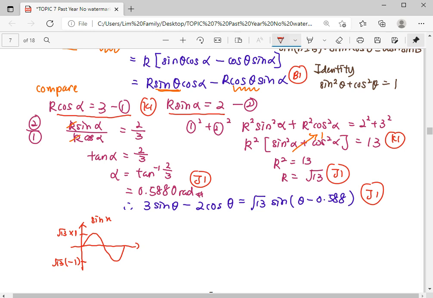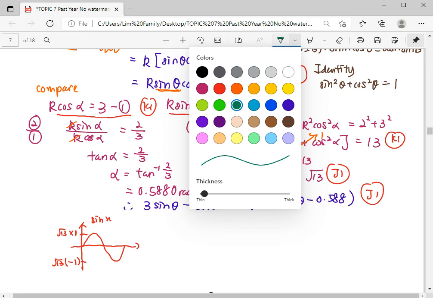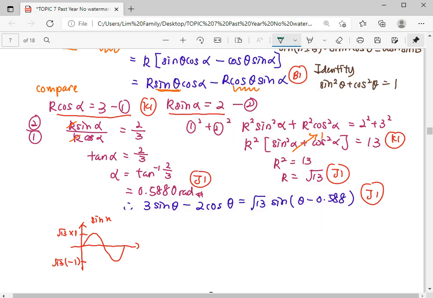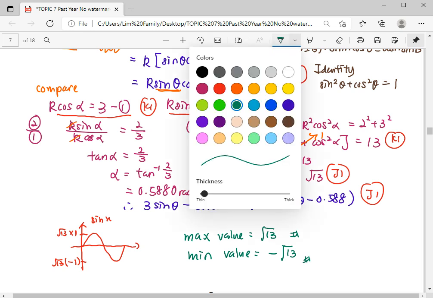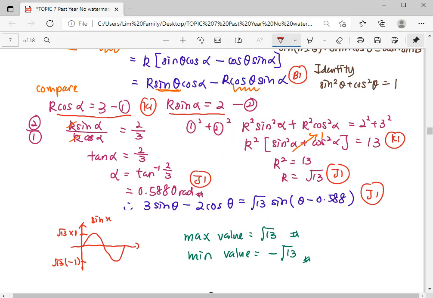So to answer this part, the maximum value will be positive root 13. The minimum value will equal negative root 13. So that's all, this is my maximum and minimum. Both give you 1 mark as the question asks.